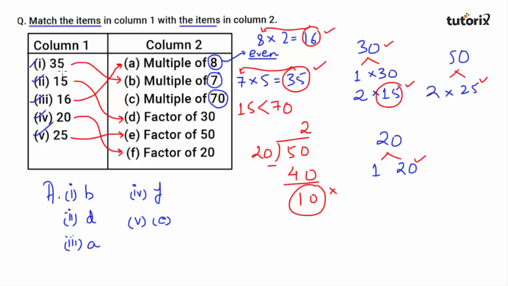So let's revise. 35 is a multiple of 7, 15 is a factor of 30, 16 is a multiple of 8, 20 is a factor of 20, and 25 is a factor of 50. So now that we have got all the answers, our solution is complete.